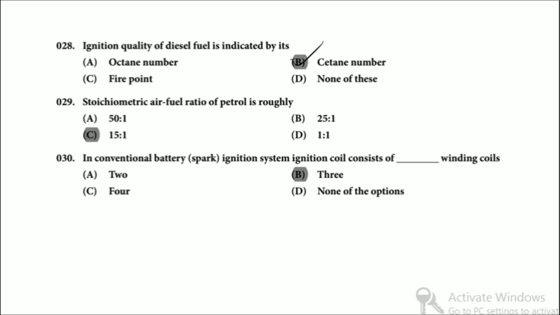Then question number 28, stoichiometric air fuel ratio of petrol is roughly 15 to 1, right? So here 15 would be related to air, 1 is related to fuel, right? Then question number 30, in a conventional battery ignition system, ignition coil consists of dash winding coils. So total number of ignition coils would be 3 in a battery ignition system. So answer should be B.